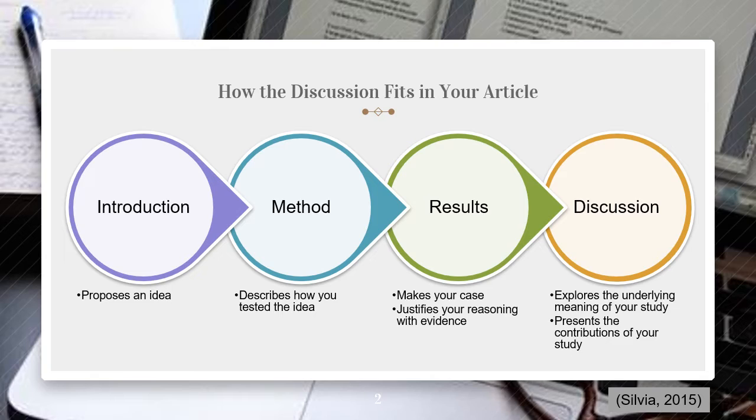Before we start, what we're really going to do is take a look at how the discussion fits in your article. You recall that in the introduction, you've proposed your main idea, your theory, your claims, what you want to test. The method described how you tested that idea. And the results section is where you make the case and provide evidence to justify your reasoning. And finally, in the discussion, you're making sense of it all. You're exploring the underlying meaning of your study, and you're also presenting how your study is going to contribute to the field as a whole. What does it all mean? How it all makes sense. So this is wrapping up your story.